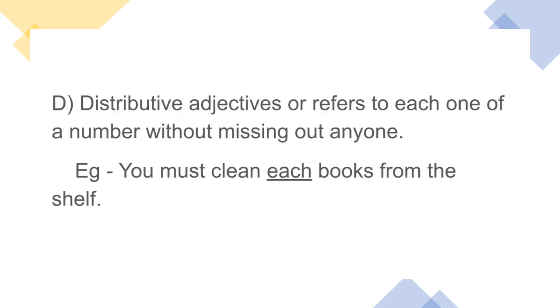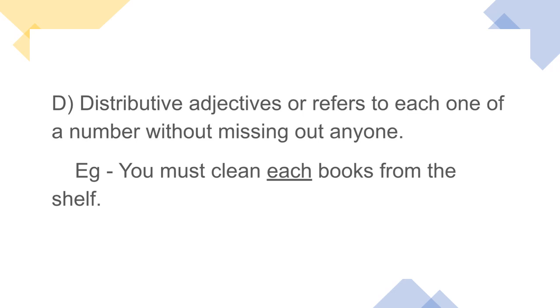The last one, we have distributive adjectives. Distributive comes from the word distribution. It means when you give to each one of them equally. For example, it is your birthday, you give each of your friends 2 sweets or 3 sweets each. So it's called distribution. How do we understand that in grammar? It refers to each one of the number without missing out anyone. Example, you must clean each book from the shelf.